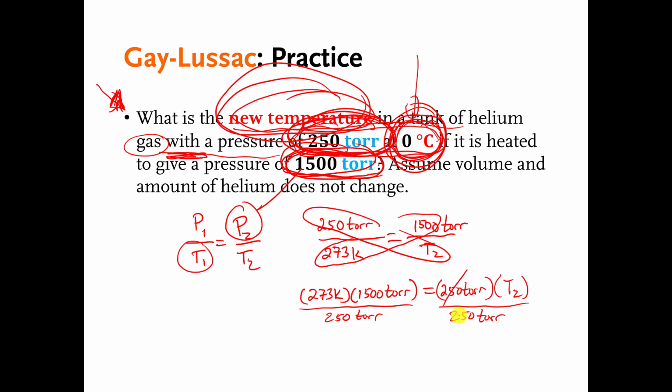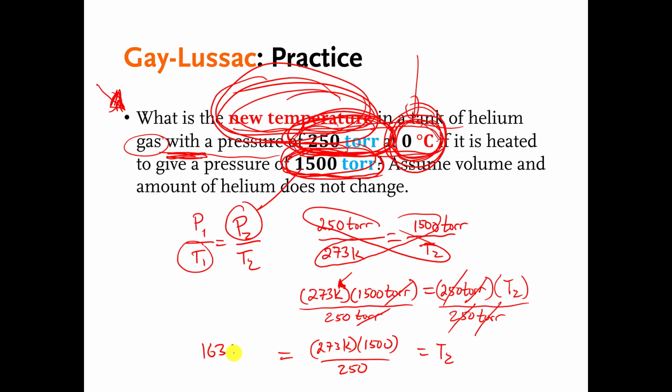The 250s will reduce away to 1. The torr units will cancel on the right side. The torr units will also cancel on the left side. The only unit that we have left on either side is Kelvin, which is what we want because we want to know what the new temperature is. So T2 is going to equal 273 K times 1500 divided by 250. And if we simplify that, that will come to 1638 Kelvin.